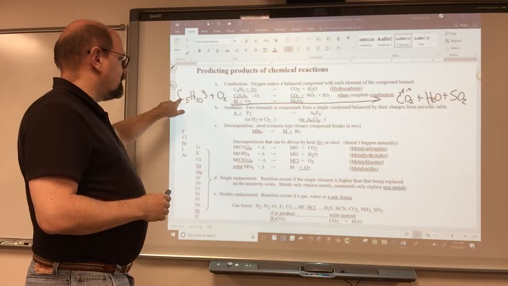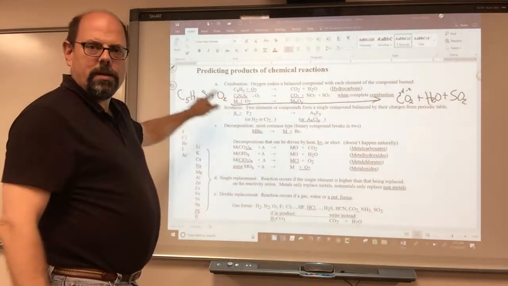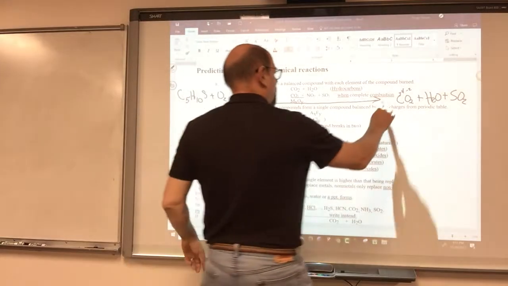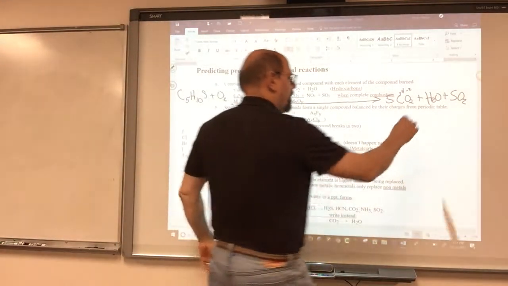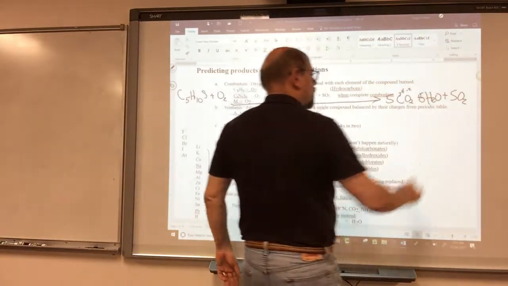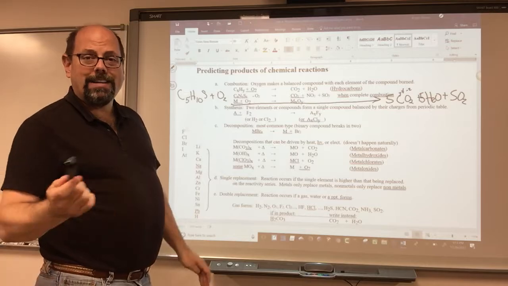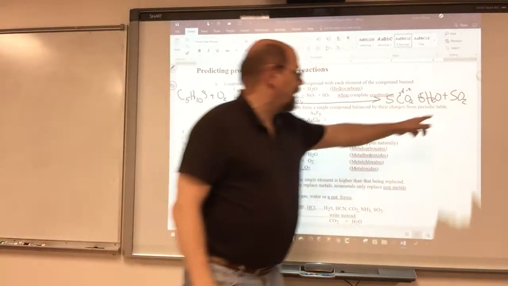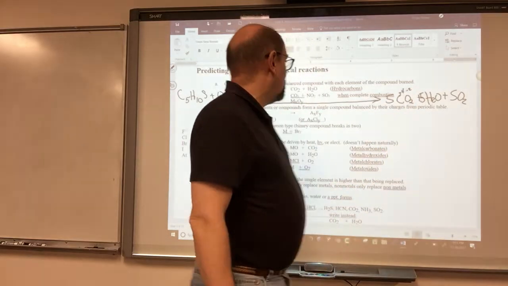So when you balance this, you're going to just start with the carbons. Leave the oxygen for last because it's spread all over the place. So carbon's going to be the first one. 5 carbons, 5 carbons. 10 hydrogens, so I'm going to need 5 waters. 1 sulfur, 1 sulfur. That looks pretty good. Now the oxygens are the last things to balance. So I've got 2 here, plus 5, that's 7, plus 10 more, that's 17.